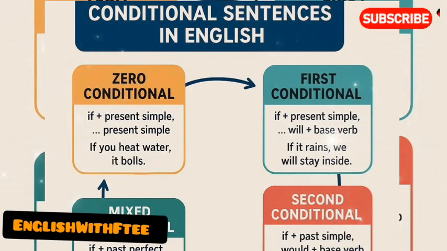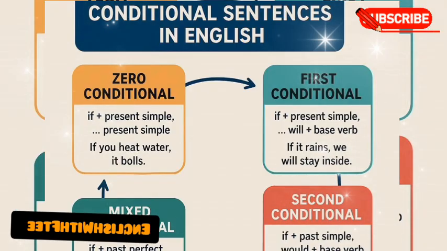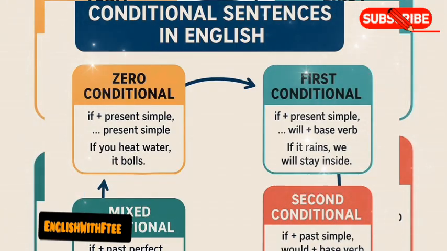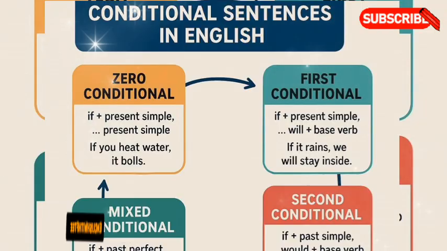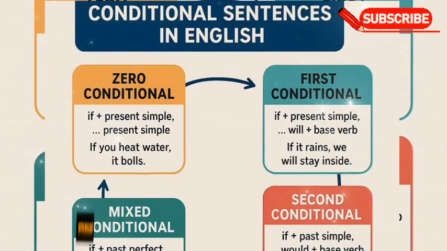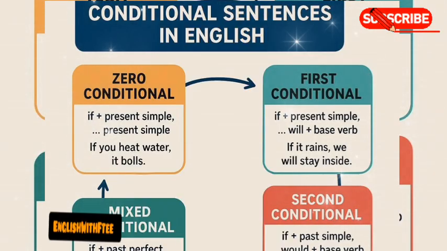Examples of second conditional sentences. If I won the lottery, I would buy a house. If I were a superhero, I would save the world.